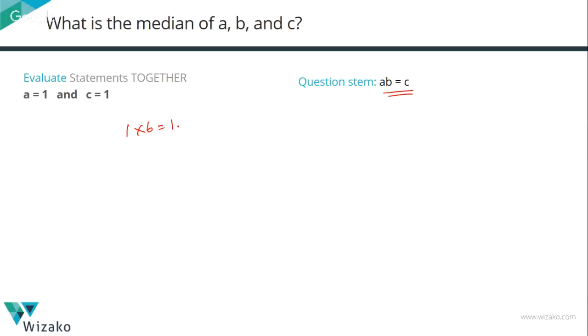What into 1 can give you a 1? Unless B is equal to 1. 1 into 1 is what will give you a 1. So A equals 1, B equals 1, C equals 1. What is the median? Median is equal to 1. We got a unique answer by combining the two statements. Statements together are sufficient. Choice C is the correct answer.